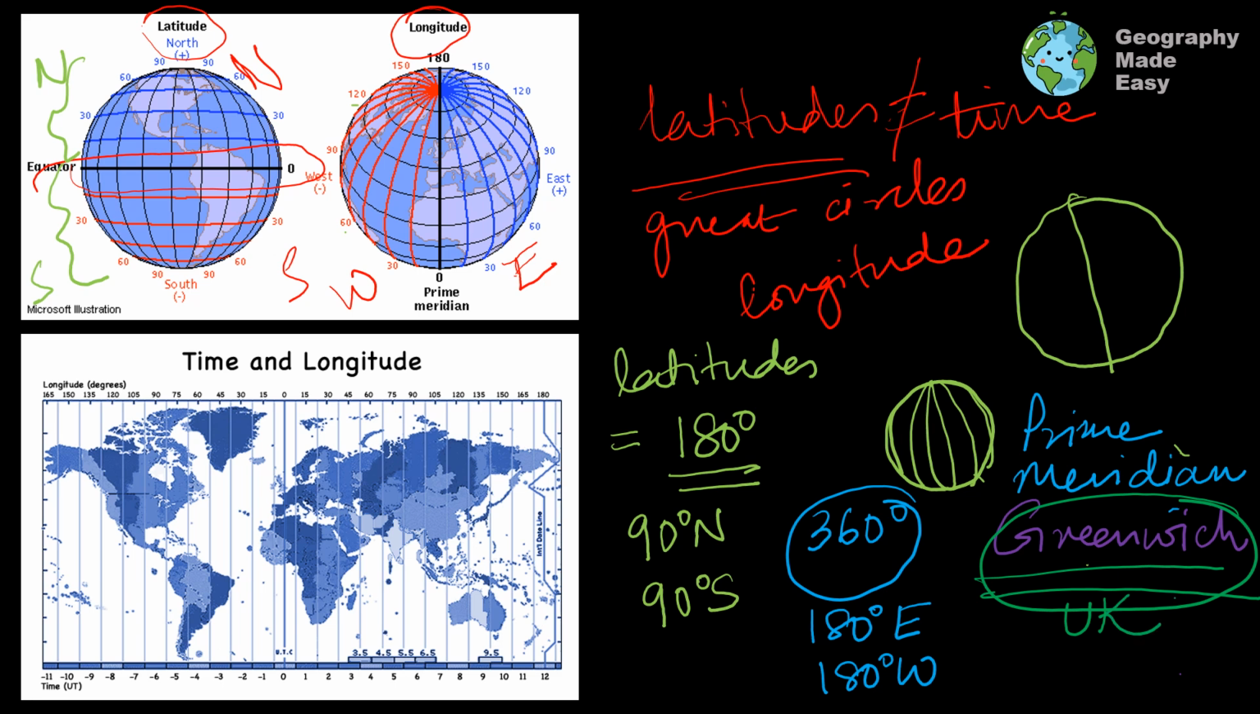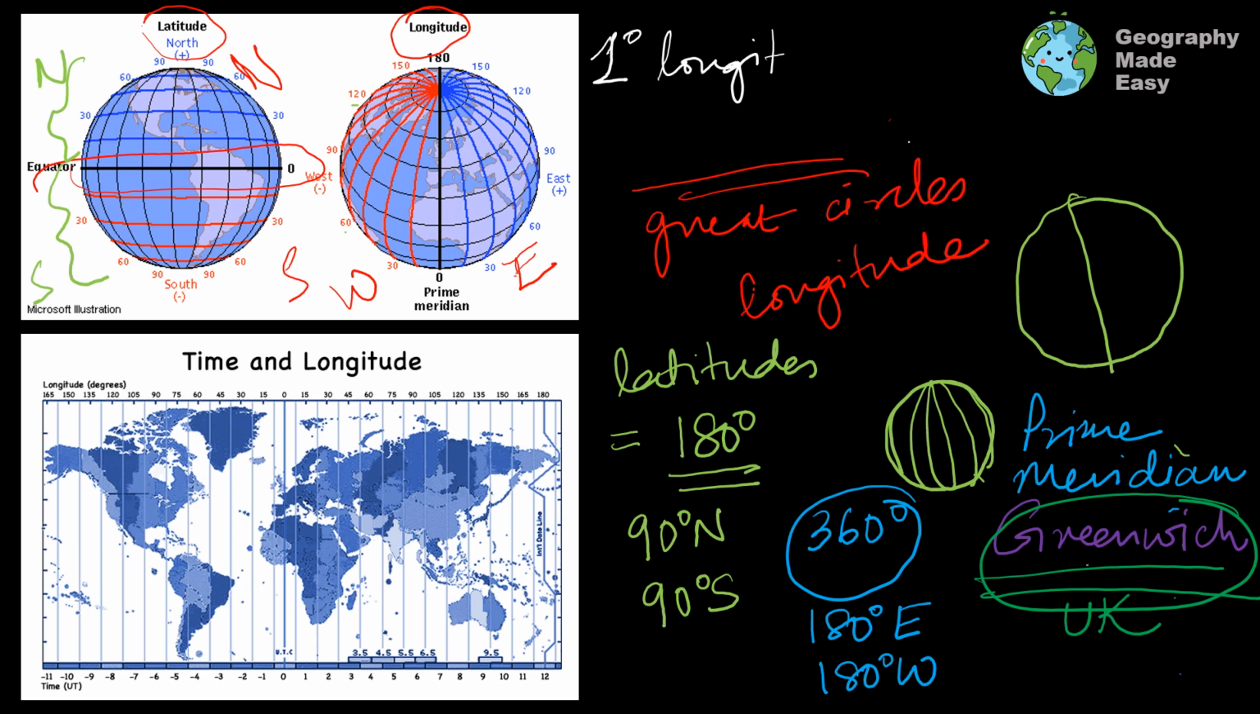Now we have to know something which is very important before we proceed. There is a particular calculation, which is that for every 1 degree change in longitude, we have a change in time of 4 minutes.